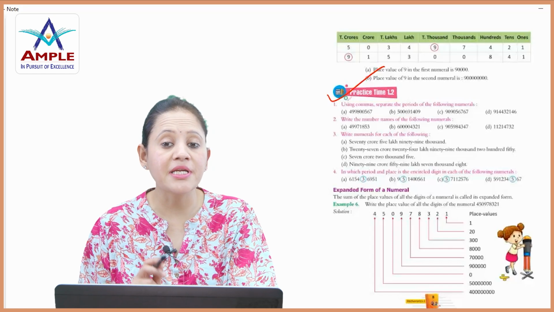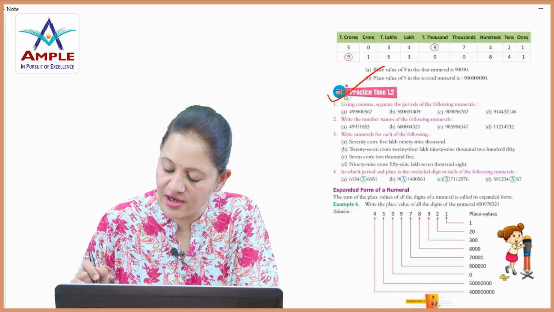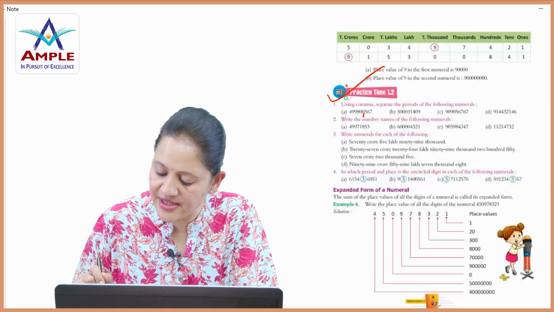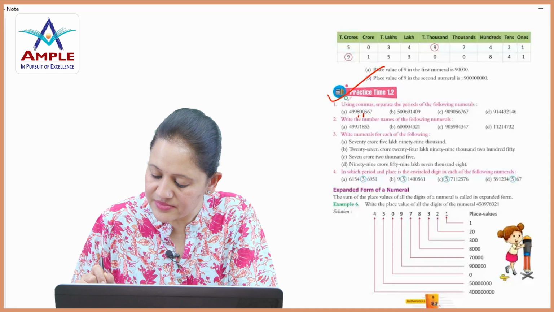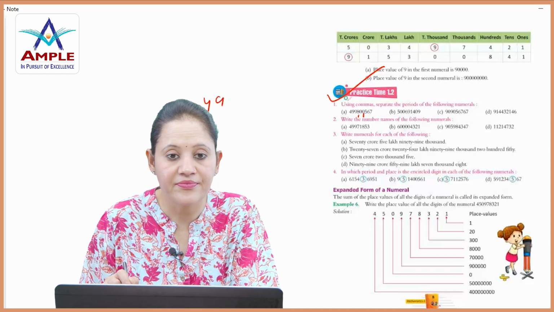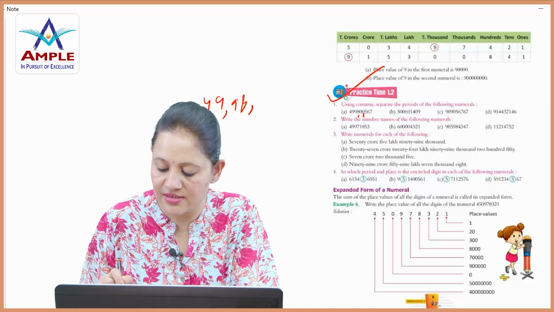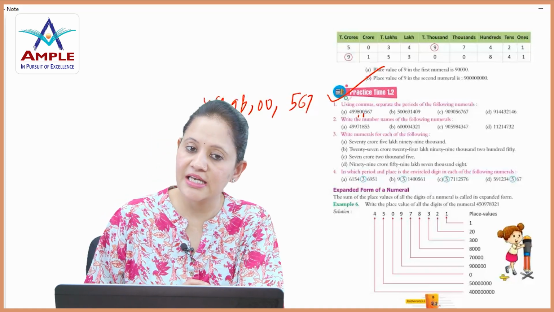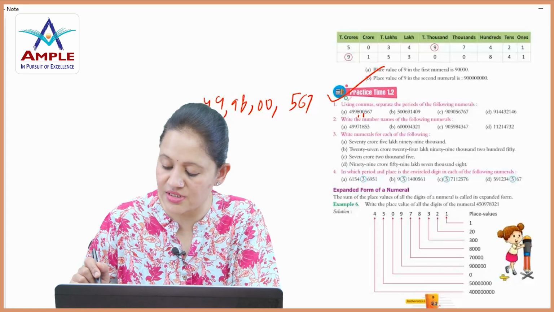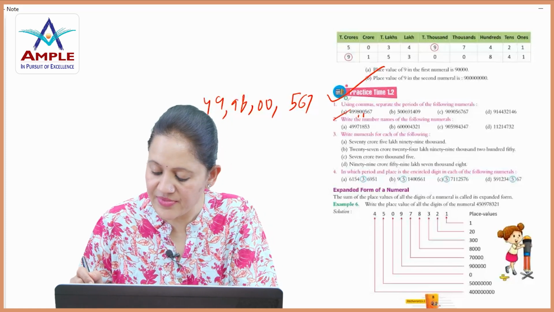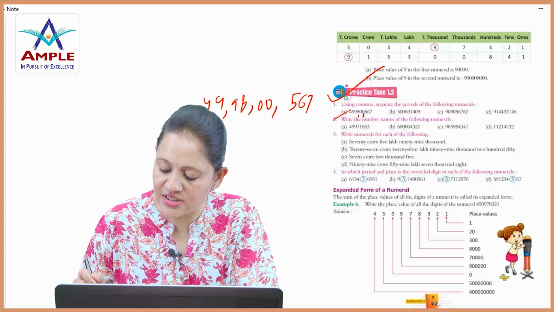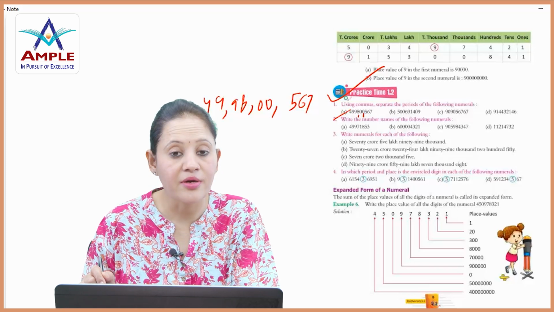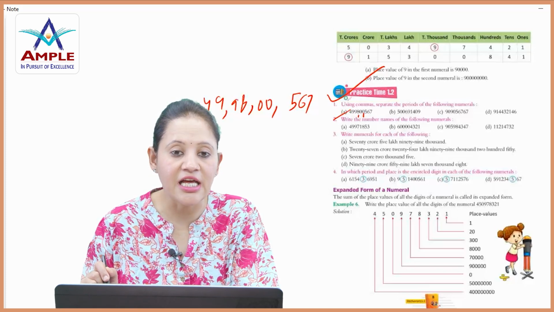Next is practice time 1.2. Using commas, separate the periods of the following numerals. We know the first comma goes after 3 digits from the right hand side and then after every 2 digits. This is how we will put the commas. Clear? Next, write the number names of the following numerals. We have ones, tens, hundreds, thousands, ten thousands, lakh, ten lakh, crore.